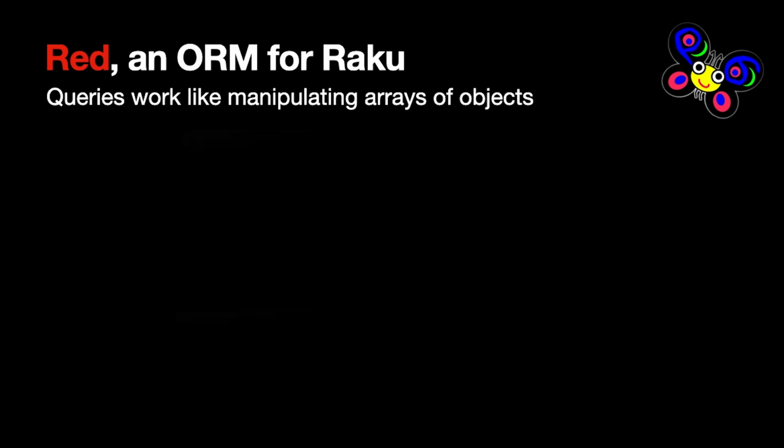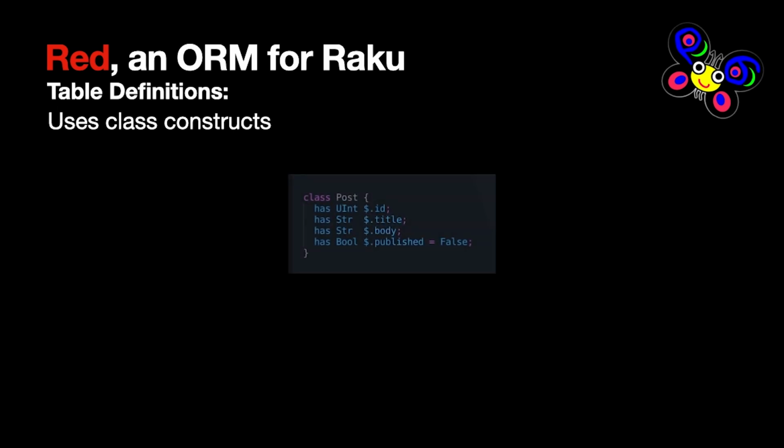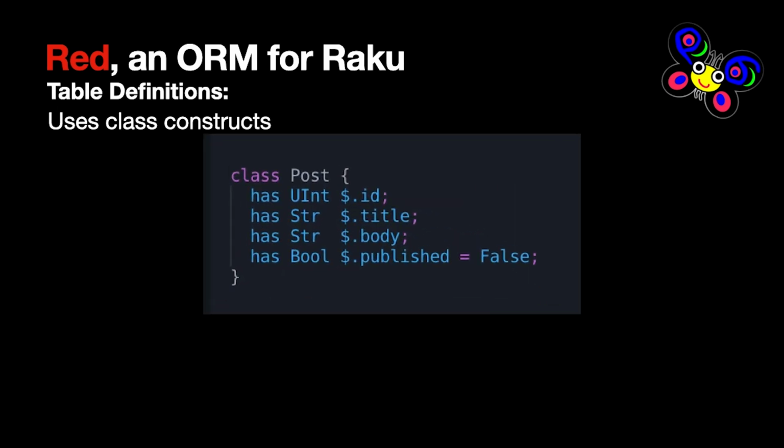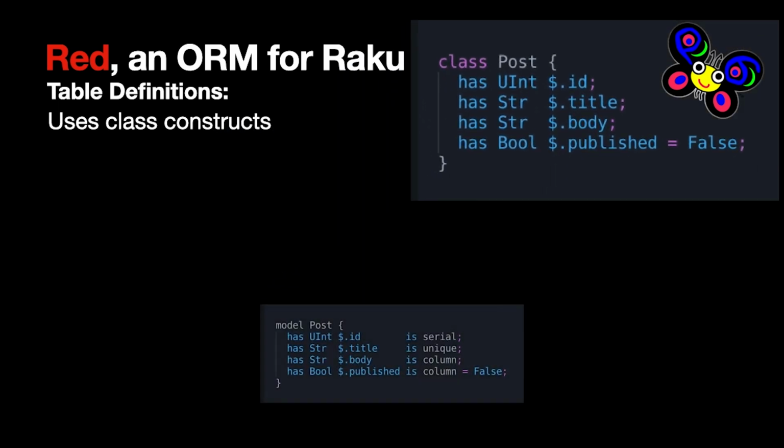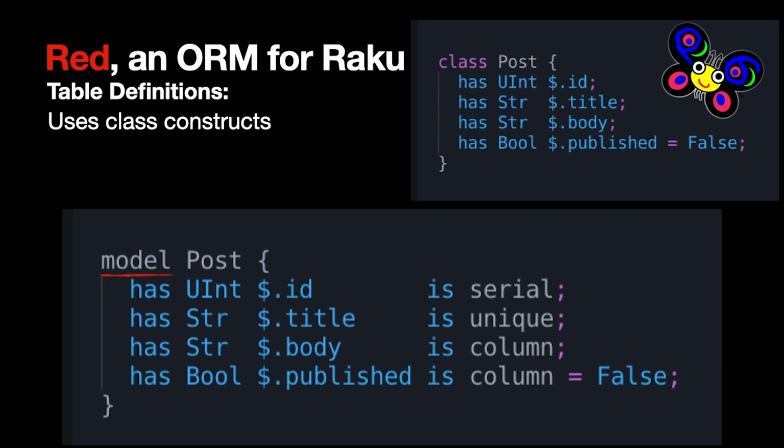When we've been using the post class as the definition of a post, to use that with Red, we would need some small changes. First, we would need to say that's not a class, but a model. Using model instead of a class will change its meta class that includes many meta methods to interact with the database. Another thing we need to do is to specify what attributes are columns.